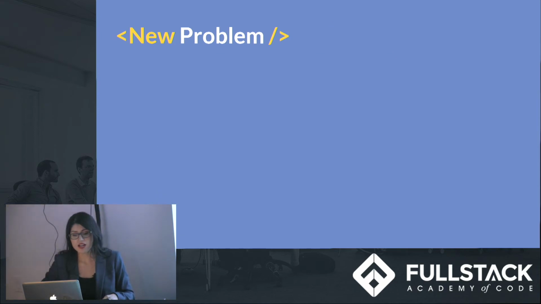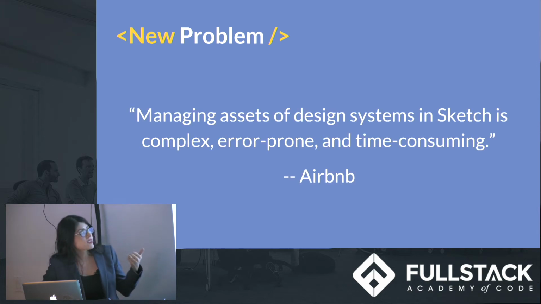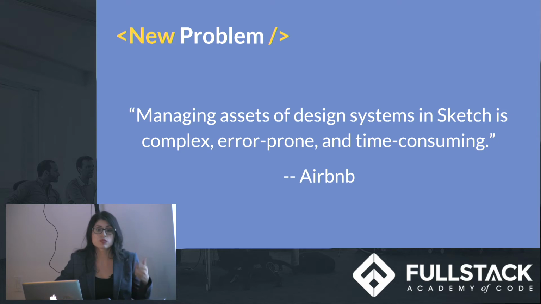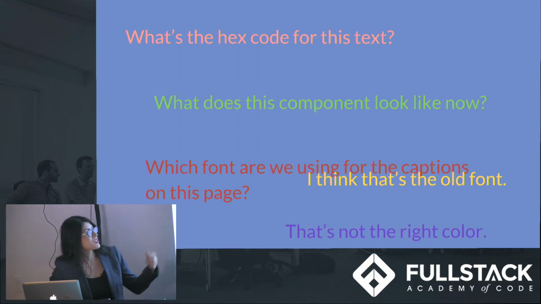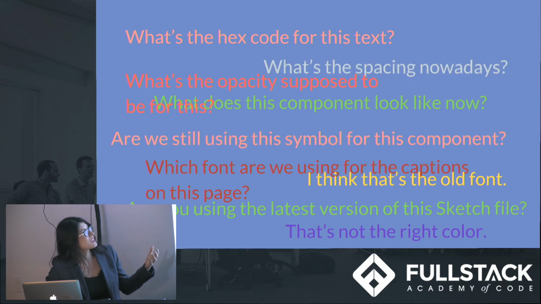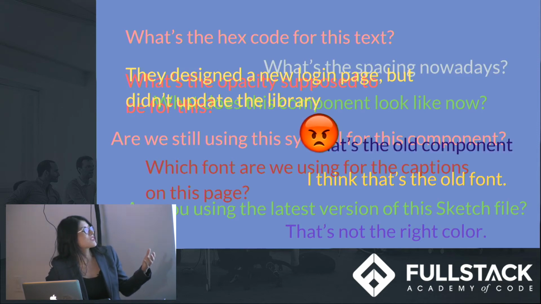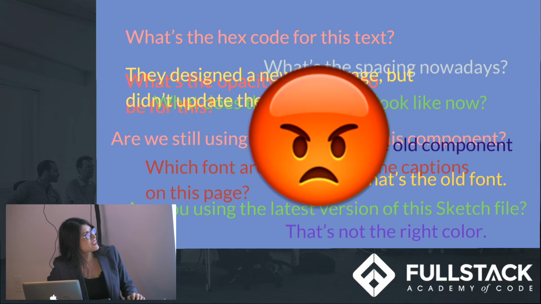So with this massive sketch library comes a new problem. Managing assets of design system in Sketch is complex, error-prone, and time-consuming. So, at the end of the day, everyone questions, what's the one source of truth? So, just to model this frustration, what's the color? What's the most recent component? And then everyone gets frustrated, and that sucks.